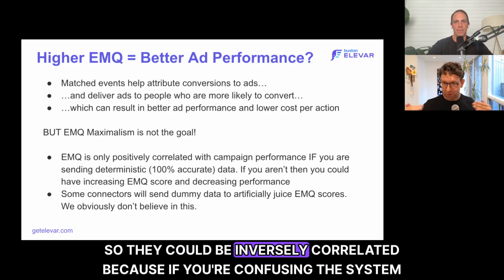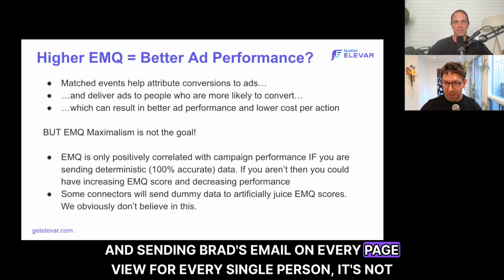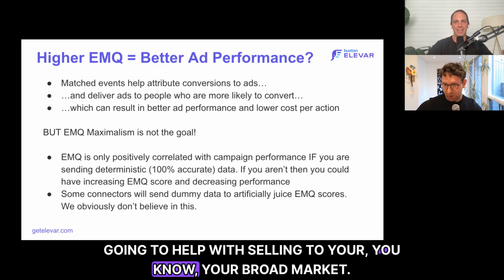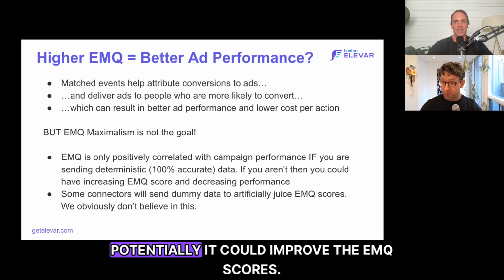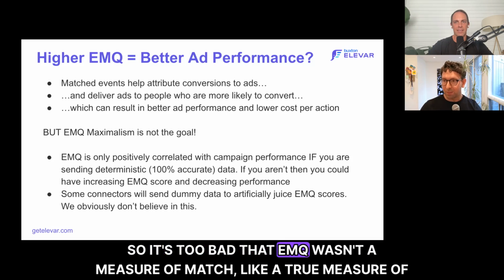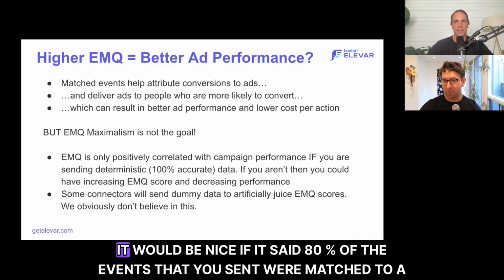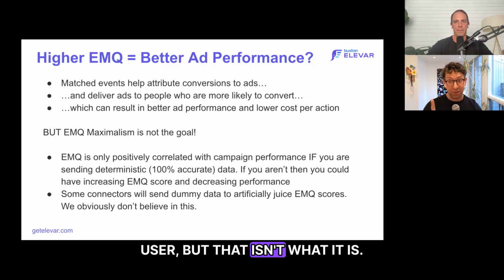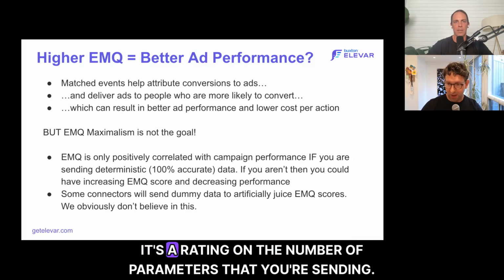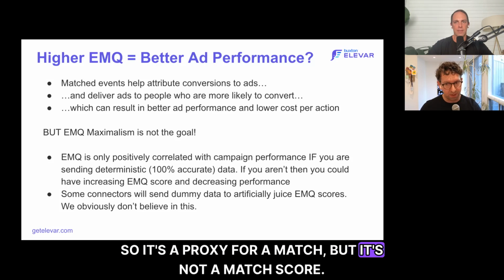So they could be inversely correlated, because if you're confusing the system and sending Brad's email on every page view for every single person, it's not going to help with selling to your broad market. That's not going to do much, but potentially it could improve the EMQ scores. It's too bad EMQ wasn't a true measure of match. It would be nice if it said 80% of the events that you sent were matched to a user, but that is not what it is. It's a rating on the number of parameters that you're sending. So it's a proxy for match, but it's not a match score.